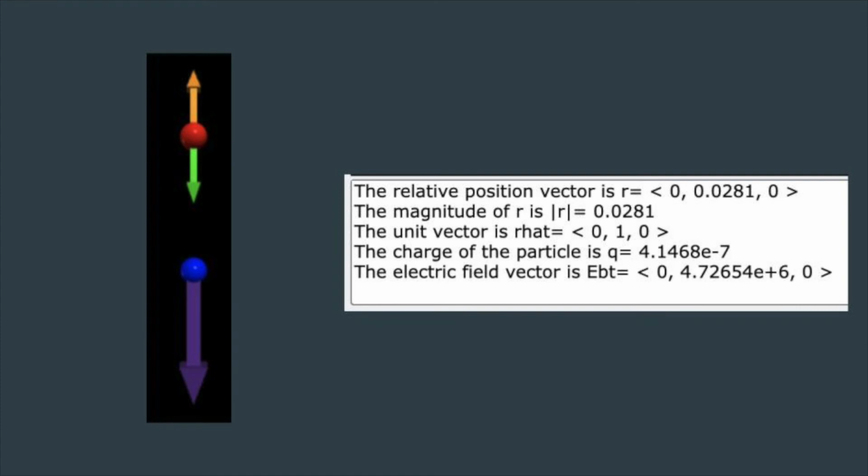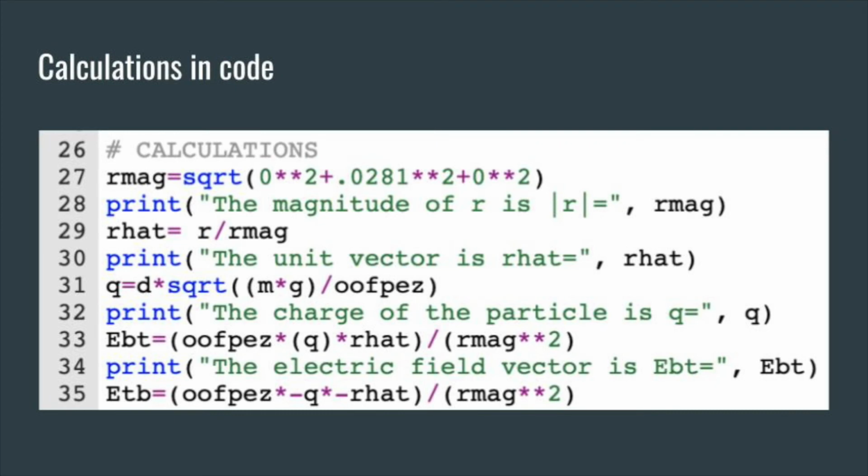Here, the orange arrow represents the electric force on the top tape done by the bottom tape, and the green arrow represents the gravitational force on the top tape. The magnitudes of these two forces are equivalent. Here are the calculations explained previously done in GlowScript. The link to the full code is included in the description of this video.